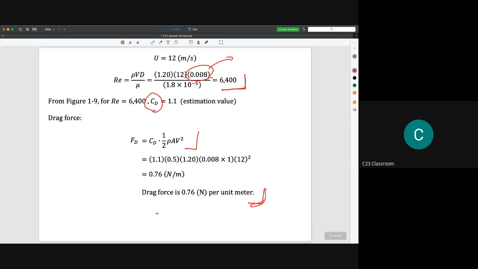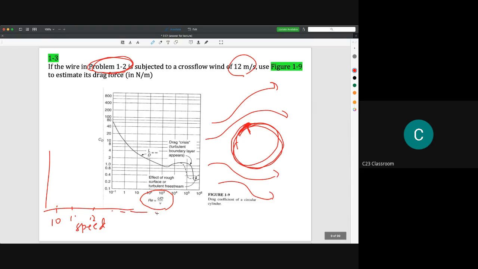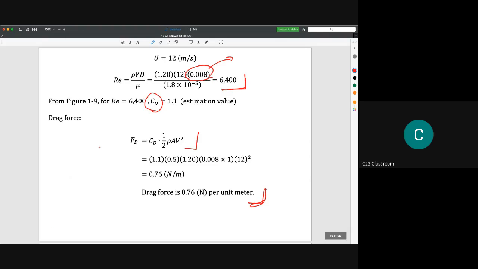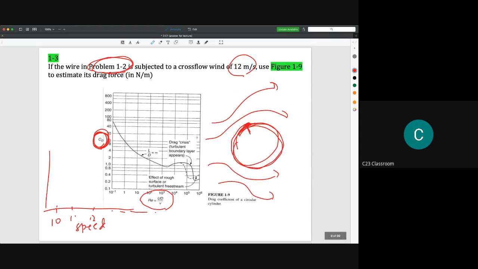Okay, actually this table is used to get the value of CD. You take the value of CD and substitute it into this common equation, which is the common equation to calculate the drag force. But be careful, this might be the drag coefficient for a circular cylinder, so it is only valid for a circular cylinder like this, for any kind of diameter and a wide range of velocity.